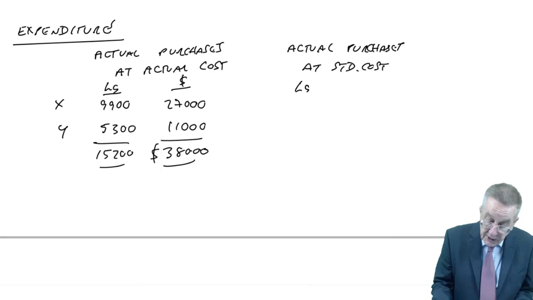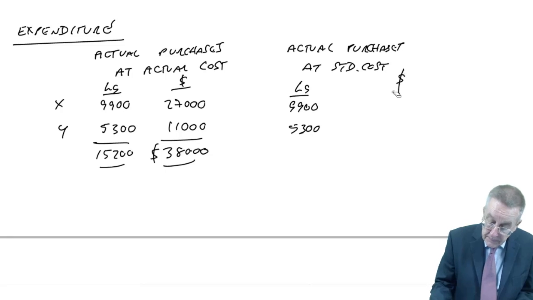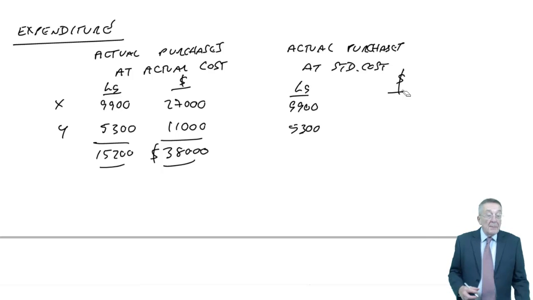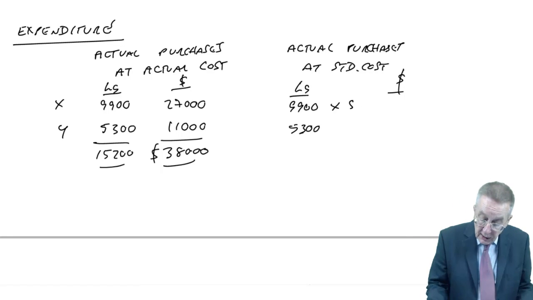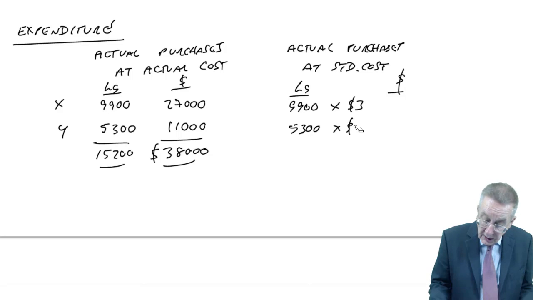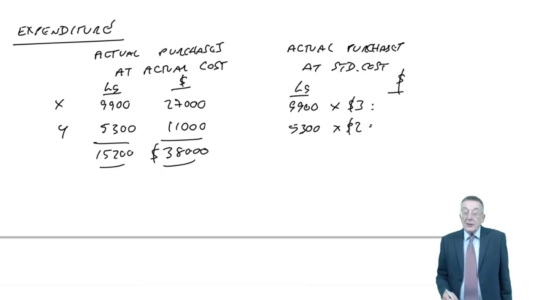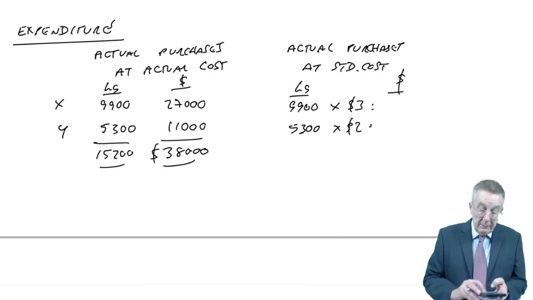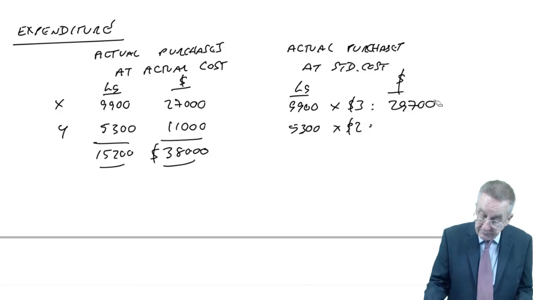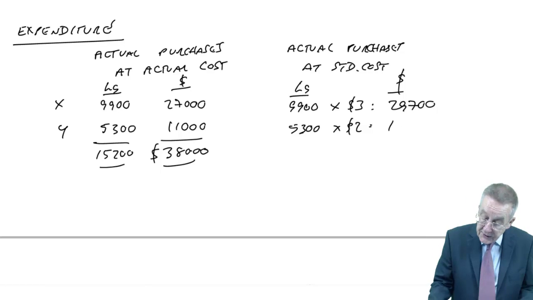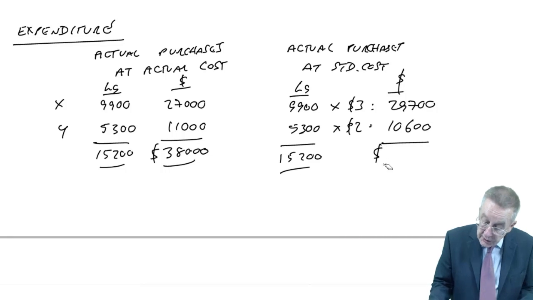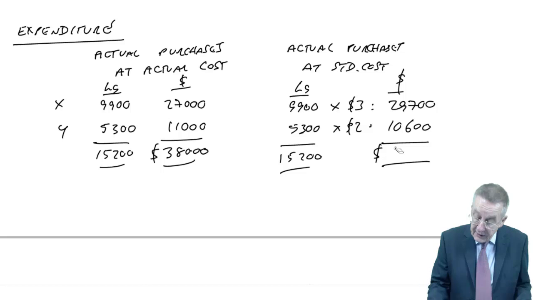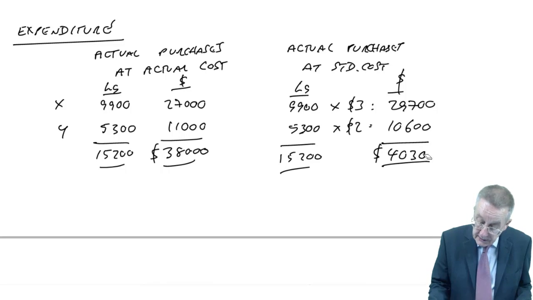So we know what the actual purchases were: 9,900 X, 5,300 Y. How much should we have paid? Well, from the cost card, X should have been $3 a kilo, Y should have been $2 a kilo. So for X, in total, we should have paid 29,700. For Y, 10,600. We should have paid 40,300.